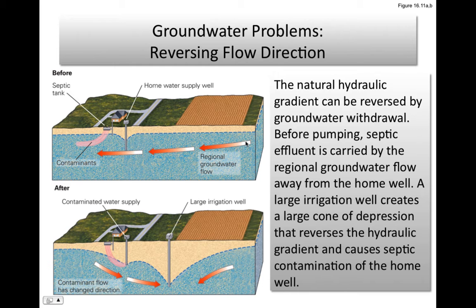So in this first image, we see groundwater flowing in this direction. If there's any septic tank waste, you see it's moving away from the well. But if you start pumping the groundwater too excessively and you create a deeper cone of depression, you can cause a hydraulic gradient to occur here, and then suddenly you're contaminating your own well here.